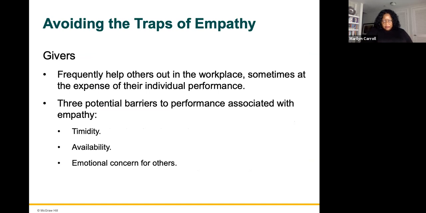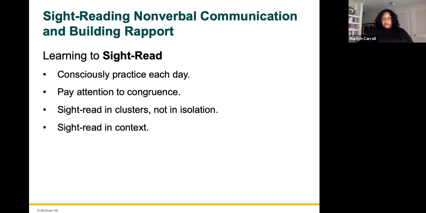Avoiding traps of empathy. Givers frequently help others out in the workplace and sometimes at the expense of their own individual performance. There are three potential barriers to performance associated with empathy: timid availability, and emotional concern for others.